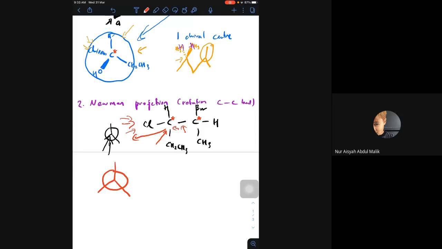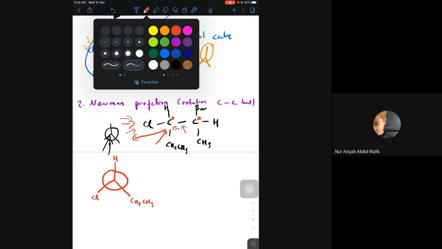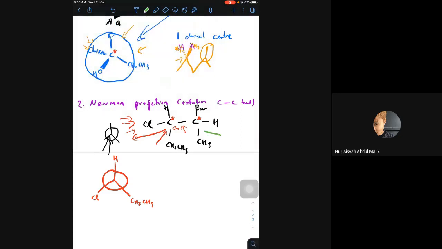Then you can draw all the atoms or groups of atoms attached to it. So you have chlorine, then you have your CH2CH3, and you have your hydrogen over here. So this is the front carbon, and then the one at the back, use a different color, the back carbon.